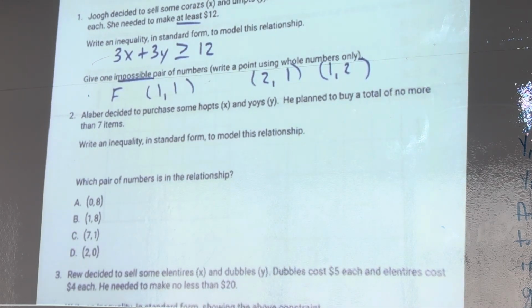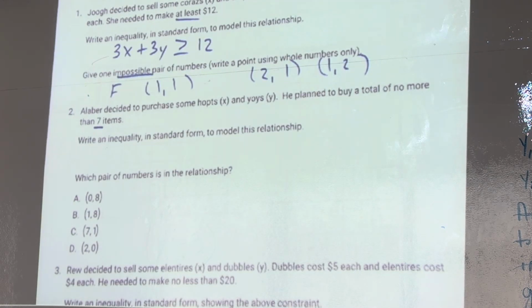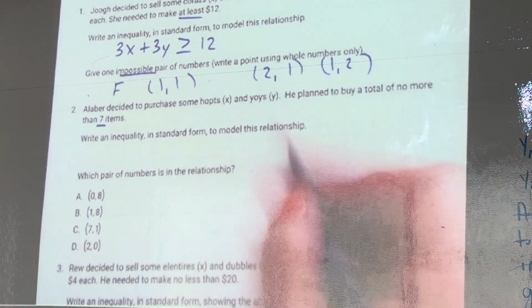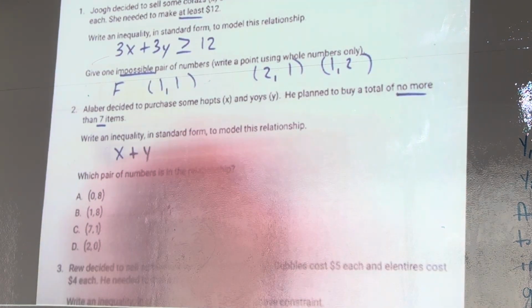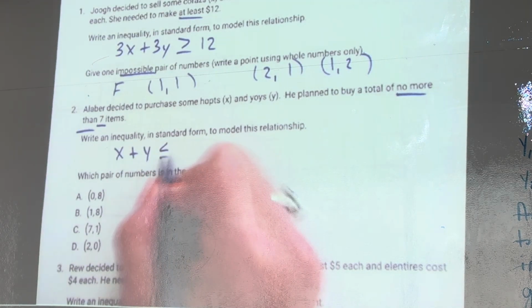Number 2. How many numbers do we have in that problem? Just one number. Oh, we're talking about number 2. Sorry. Okay. X plus y equals 7. So x plus y is no more than, less than or equal to 7.